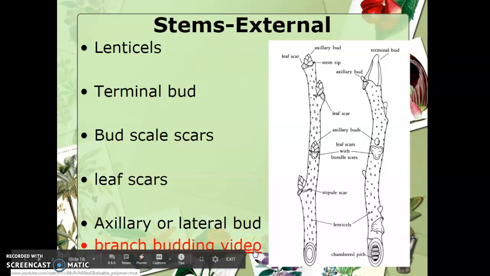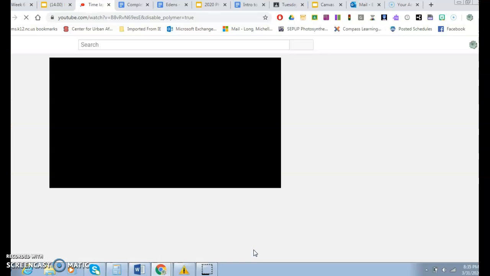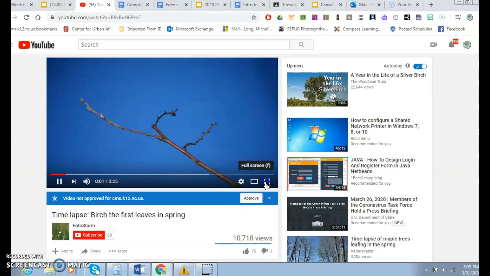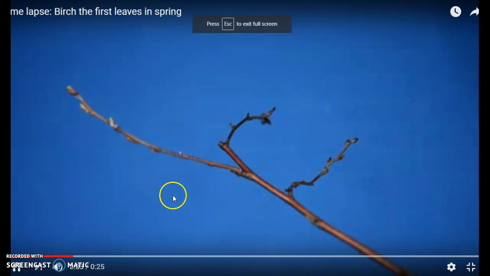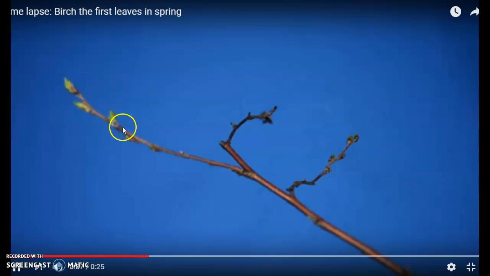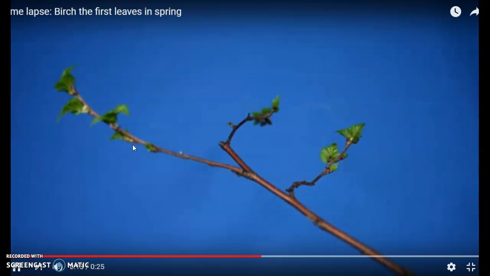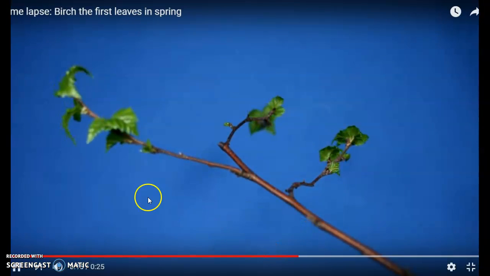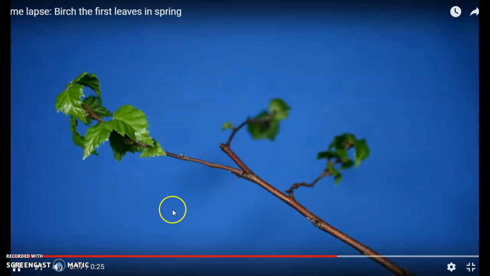Let's look real quick. Here is a cool little video I like to show that shows kind of a slow motion of the terminal buds and the axillary buds opening up on a stem in the springtime. So they were already kind of there waiting. It's just neat to kind of watch and see how that comes about. But the ones on the ends, those are your terminal buds.